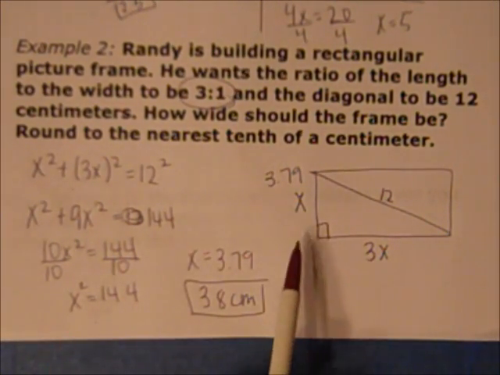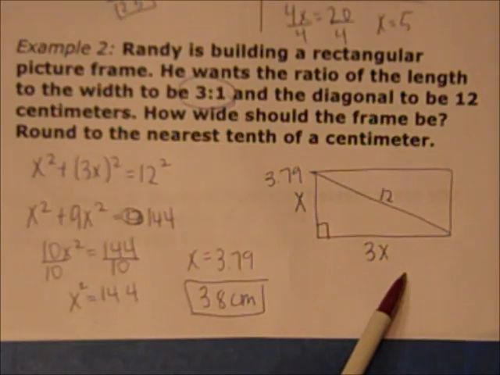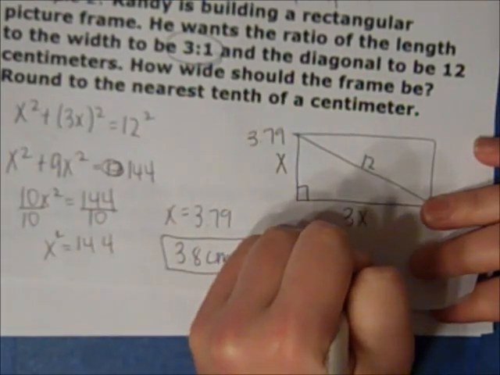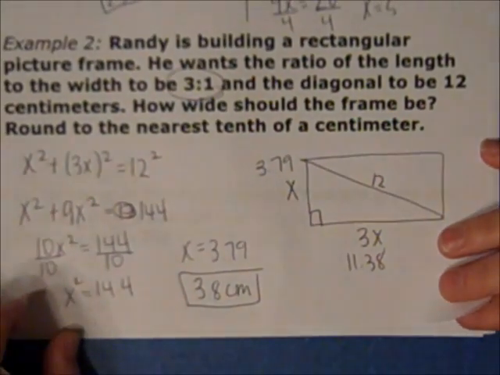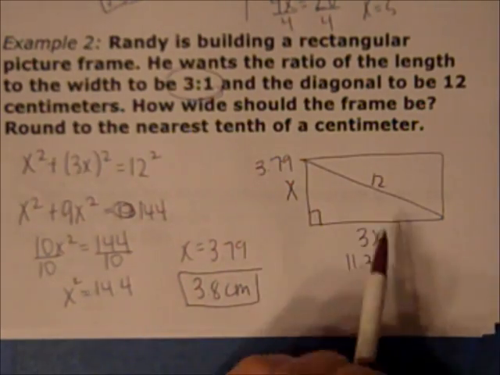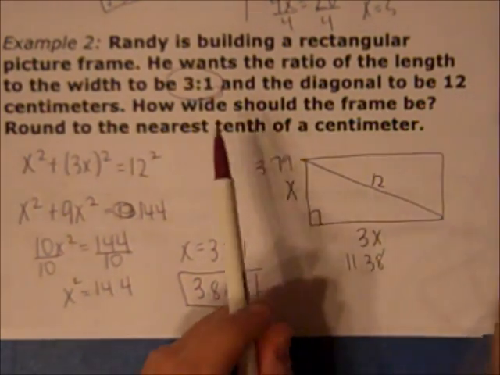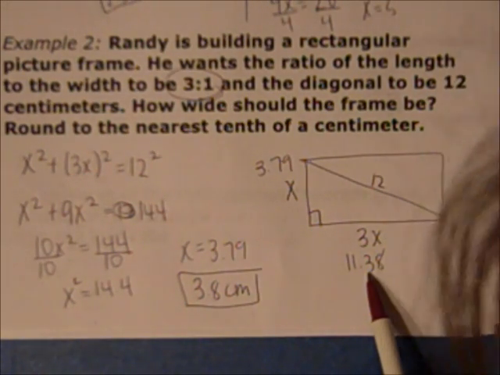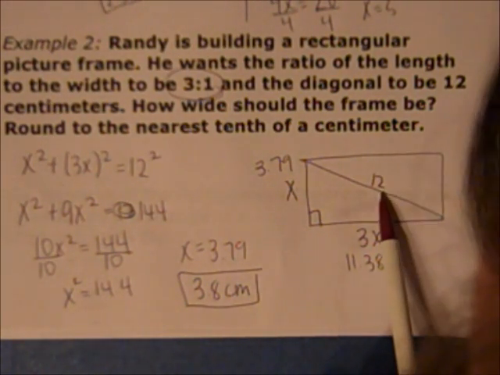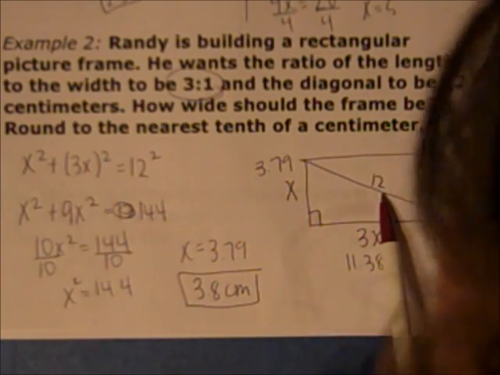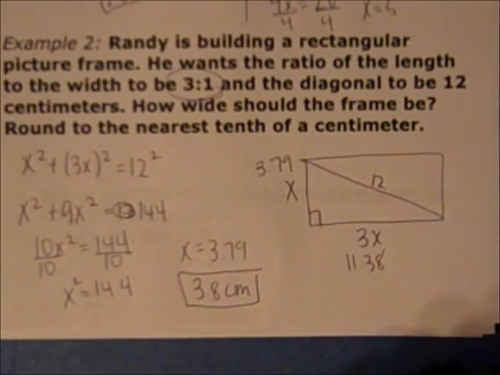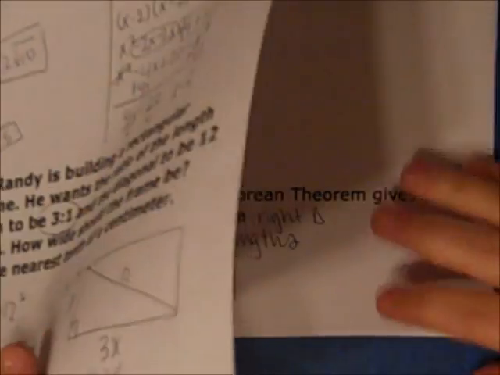Especially with these, with the variables, I would encourage you to go and plug this back in and do Pythagorean theorem. This is 3.79. This is 11.38. Now, it's going to be a little bit off because you did round, but when I went back and checked these, I did 3.79 squared plus 11.38 squared and hit enter, and I got 143.8 or something, which is pretty close to 144, so I know I got pretty close.